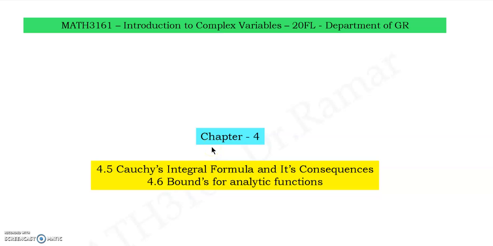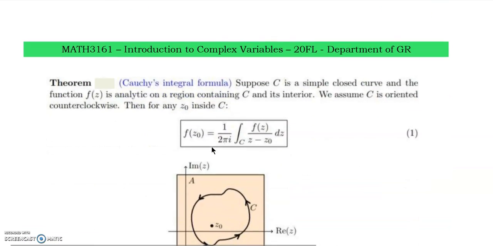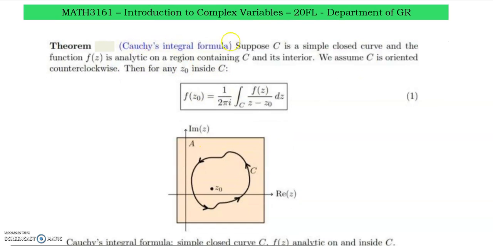Dear students, in this video we are going to see Cauchy's integral formula and the Cauchy's integral formula for derivatives and the problems on that. Okay, first we see this theorem.